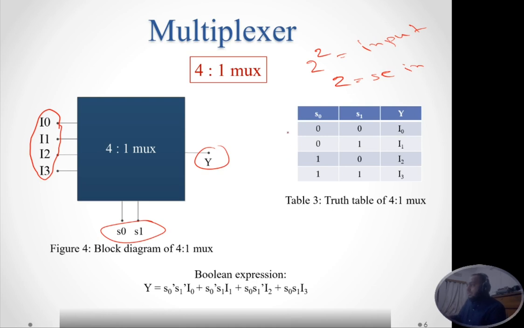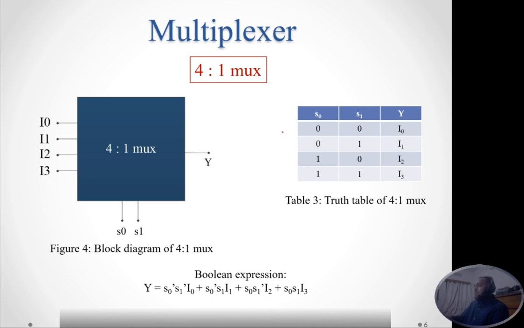And we say when our S0 and S1 both are zeros, then we will get the output as I0. For 0 1, we will get I1. For 1 0, we will get I2, and for 1 1, we will get I3. We can write the Boolean expression like this, and we can check if it is correct or not.